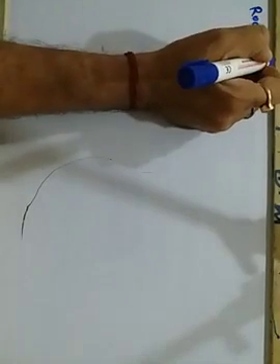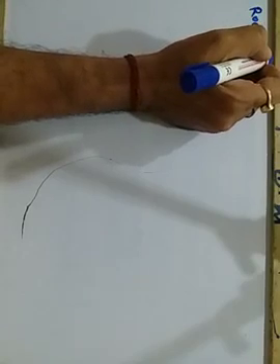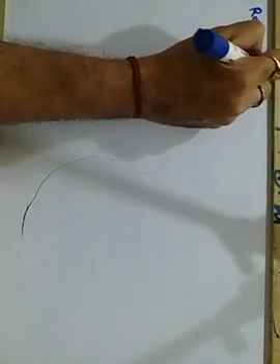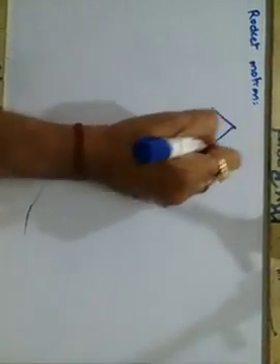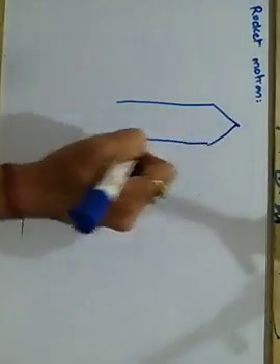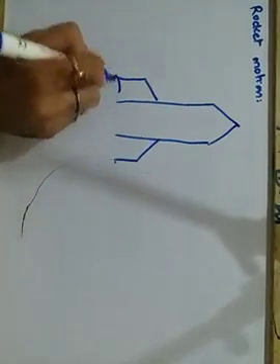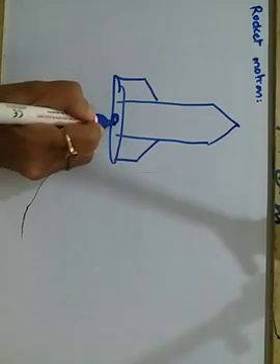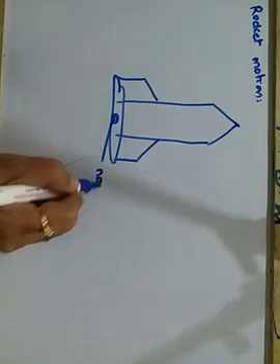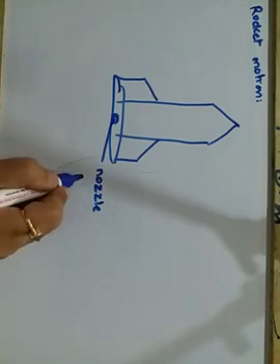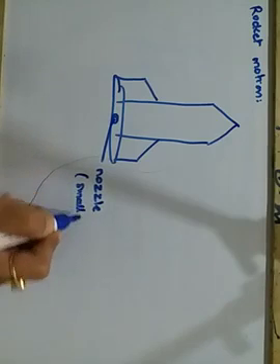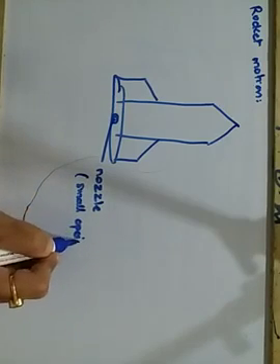Okay, going through the next example, very important, sure to come in exam. Rocket. How does the rocket move in the upward direction? Rocket motion. Here if you try to see the rocket, it has a nozzle at the bottom. Nozzle is a small opening at the bottom.